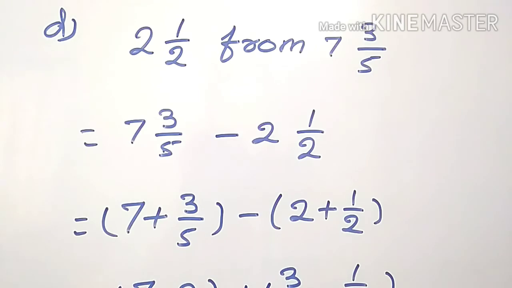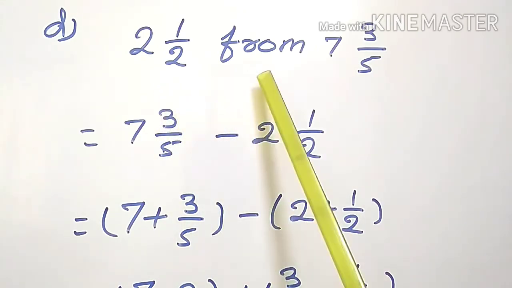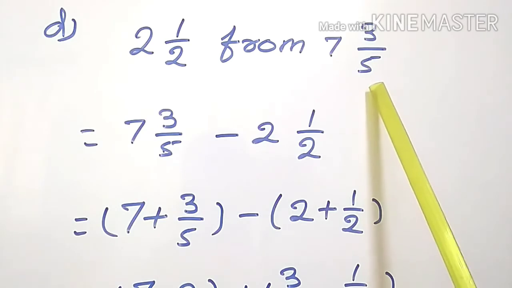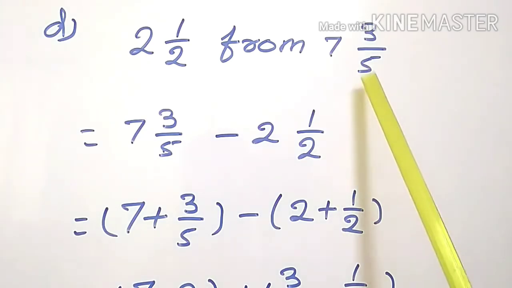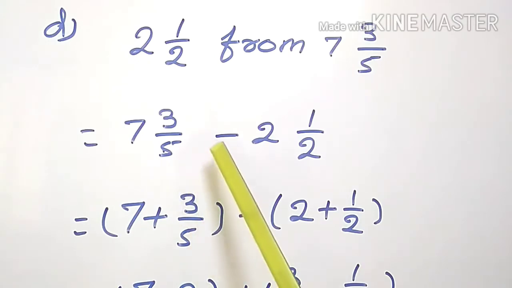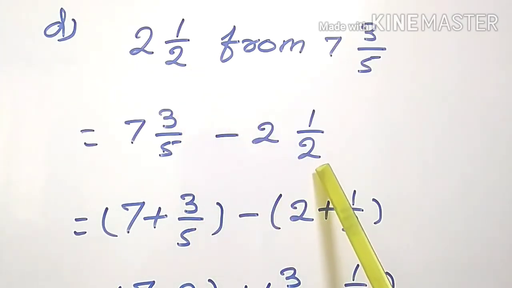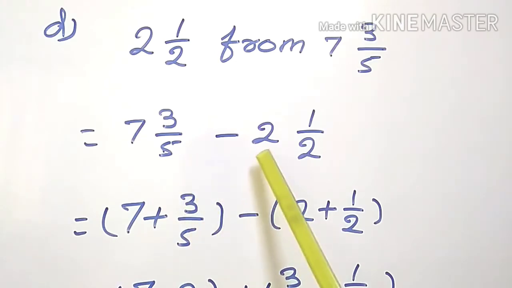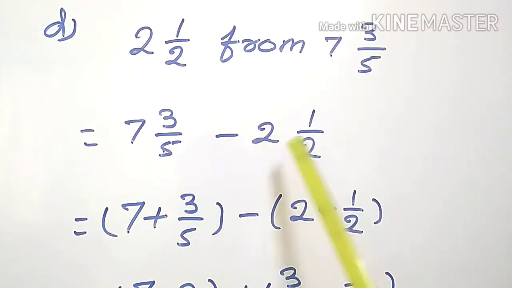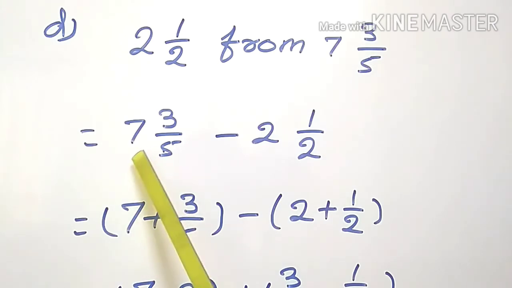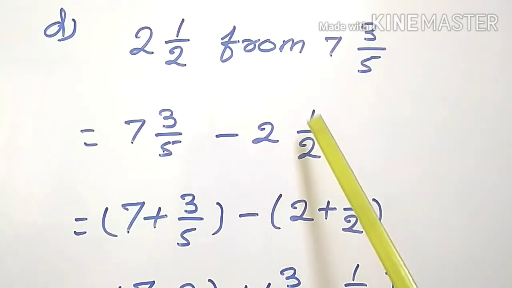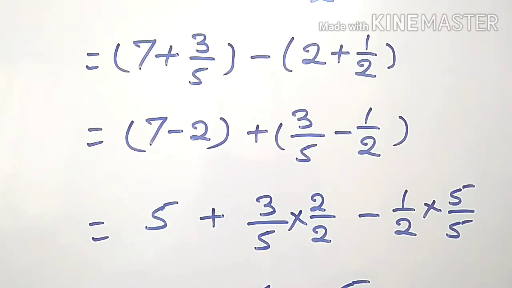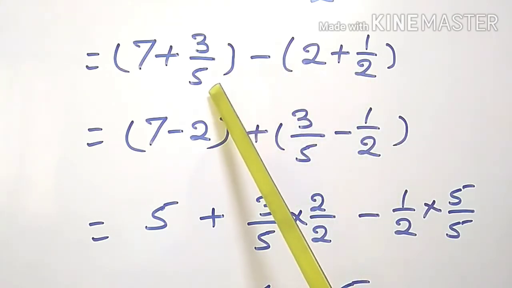Question D. Subtract 2 whole number 1 by 2 from 7 whole number 3 by 5. So first write this mixed number 7 whole number 3 by 5 minus 2 whole number 1 by 2. Then separate the whole number part and the fractional part from these mixed numbers. So 7 whole number 3 by 5 can be written as 7 plus 3 by 5, and 2 whole number 1 by 2 can be written as 2 plus 1 by 2. Then subtract the whole number part from the whole number part and fractional part from the fractional part.